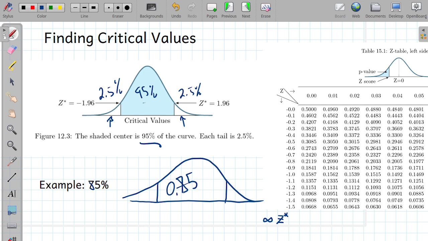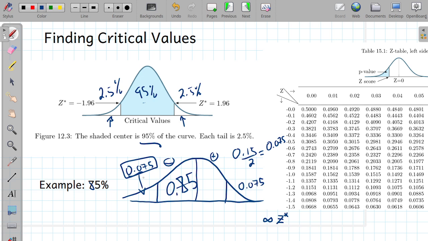If that's 0.85, the remaining 15% has to be shared equally amongst the tails. So I always say, just do the bottom one, the far left side first. So that means each tail is 0.075. And if this is 0.075, now everything adds up. Because here's our center, everything over here is negative, everything over here is positive. We have to find this value inside the Z table.